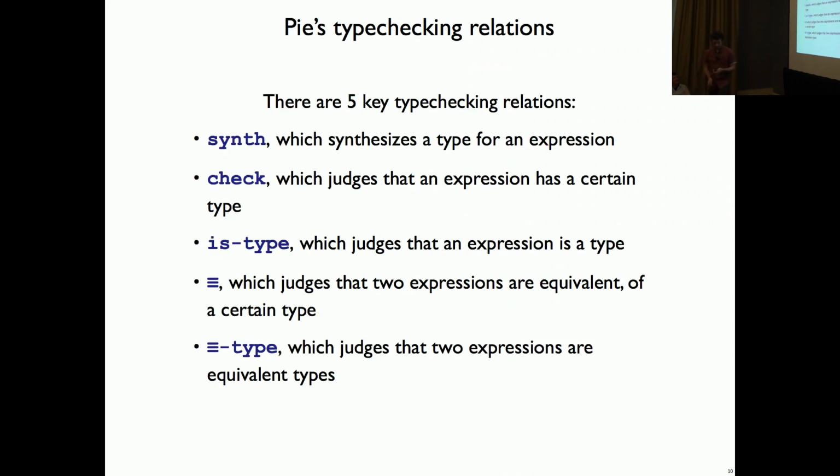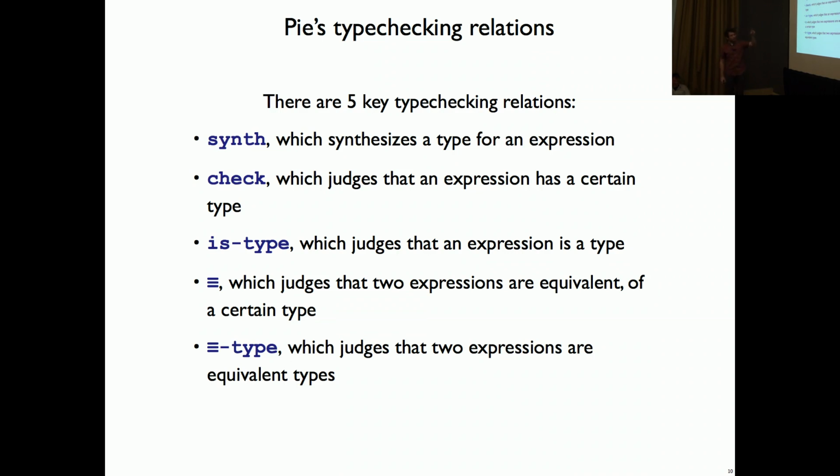So in Pi, there are 5 key type-checking relations. We have synth, which is what we use when we want to elaborate or maximally reduce an expression, and we have no expectation of its type. And so we say, right, synthesize me a type. Then we have check and is type, which also perform this maximal reduction, but which we use when we have an expectation, either that some expression is a type in the case of is type, or that it just has some type in the case of check. And then we have equivalence and equivalence of types, which in a similar relation to check and is type we use to determine that two expressions are equivalent types or equivalent of some other type.